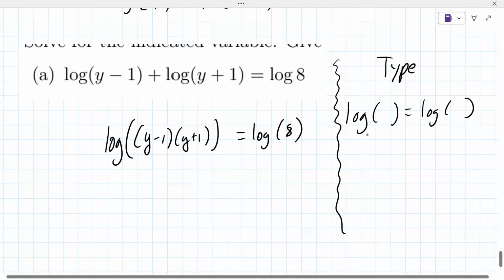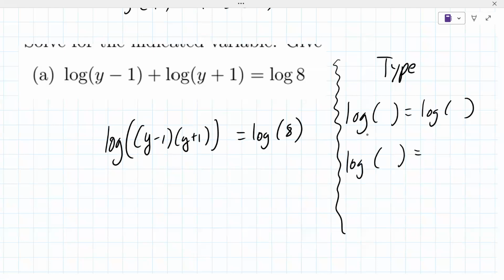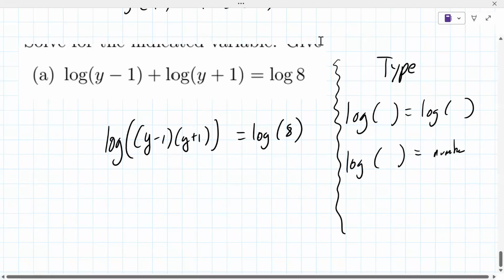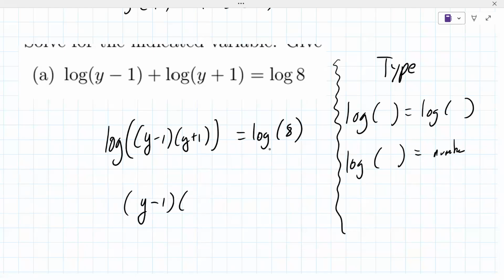There's another type where it's log of something equals a number. That is not this problem. That's number C or D, or F. The point is you have to be able to recognize this type so you know what to do. So yes, now you can, and it's not that they cancel, there's an inverse operation, but you can effectively say the inside part equals the inside part.